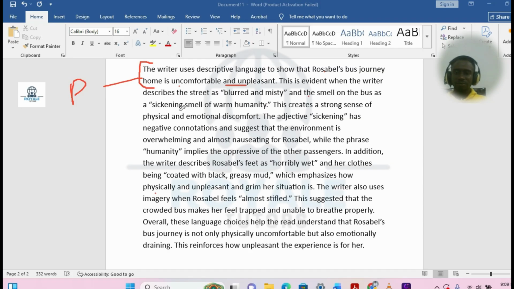We have two quotes here. In other words, we have our evidence here. Then we have the explanation of this evidence. How do you link the evidence with the explanation? You need to start with a sentence starter, making use of words like "this creates." So we have: this creates a strong sense of physical and emotional discomfort.